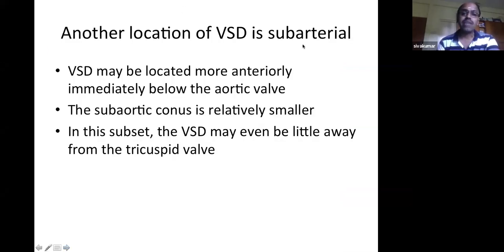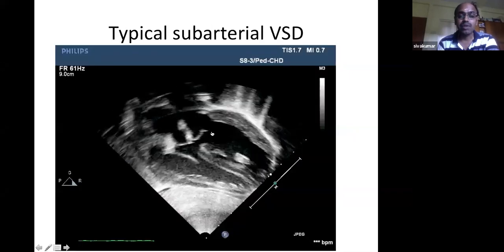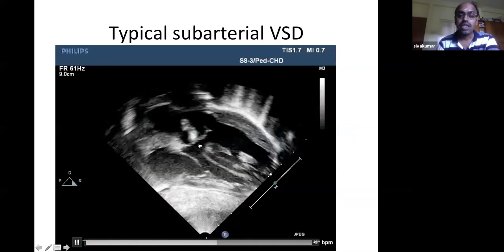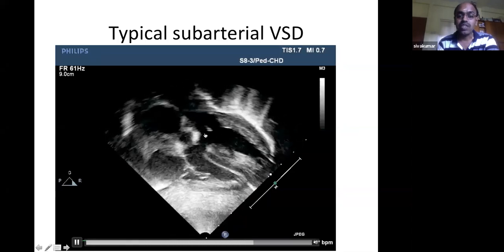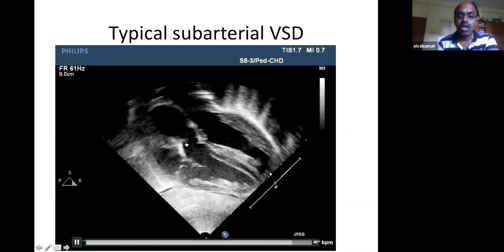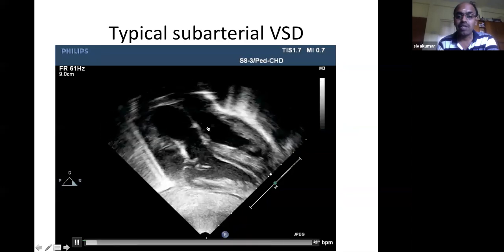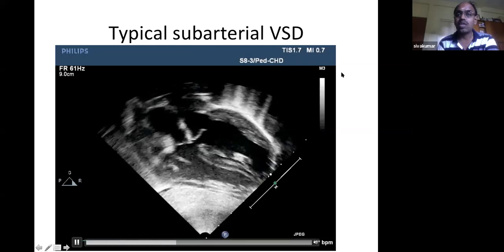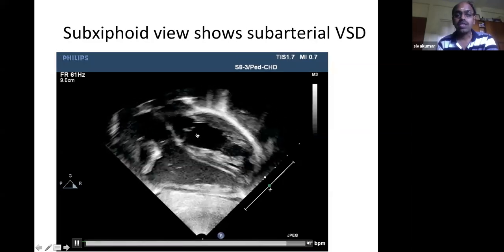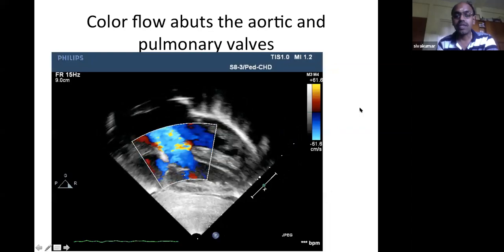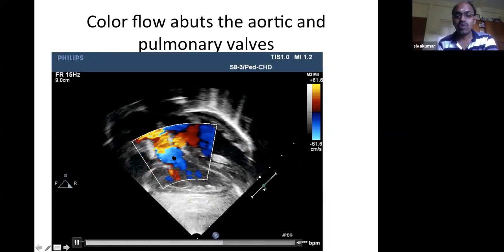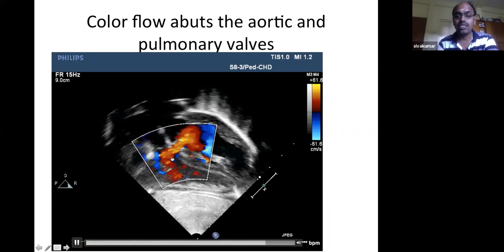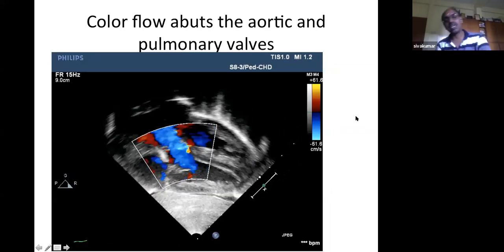Some of the VSDs can be subarterial, in which case the subaortic conus is very small and the VSD is actually away from the tricuspid valve. So this is a subarterial VSD. You can see that the conus is very small between the pulmonary valve and the aortic valve. The aortic valve is coming off from the right ventricle, the pulmonary valve is coming off from the left ventricle, and it is totally an outlet VSD. This is the flow from the right ventricle towards the left ventricle through the outlet subarterial ventricular septal defect. This is a rare type of VSD.